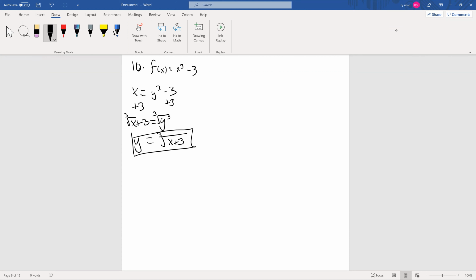All right. So I'm going to do f of f inverse first. So that's going to equal the cube root of x plus 3, cubed, minus 3. So these will cancel. So I just get x plus 3 minus 3. And would you look at that, that equals x.